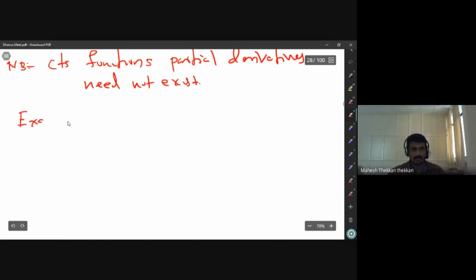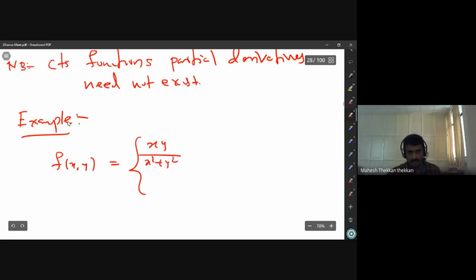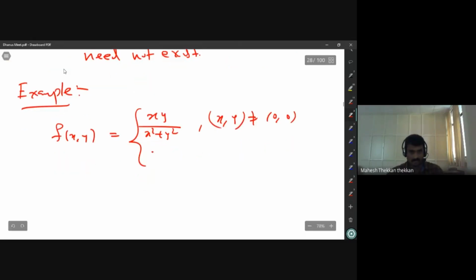So, another example. You take f of x, y equal to xy by x square plus y square, for x, y not equal to 0, 0. We have already seen this is not a continuous function. We have seen that this function's limit at 0, 0 does not exist.